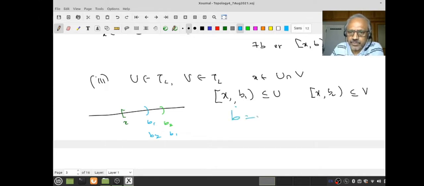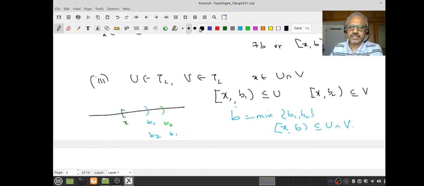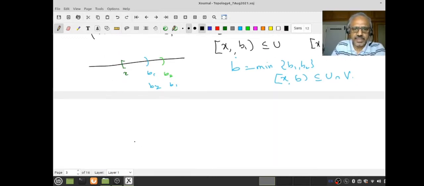Therefore, let b equal to the minimum of b1, b2, then the set [x, b) is in U intersection V. Do all of you agree with that? So what have we shown? We have shown that this is a topology. Tau L is therefore a topology on R.